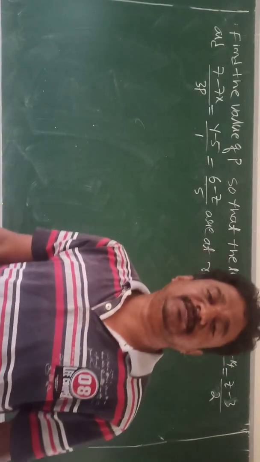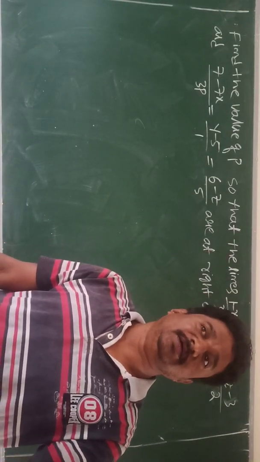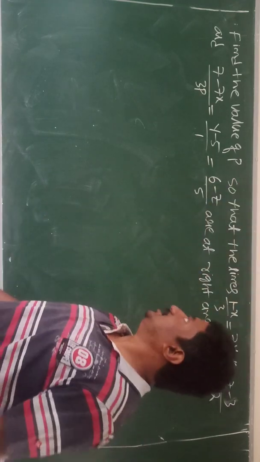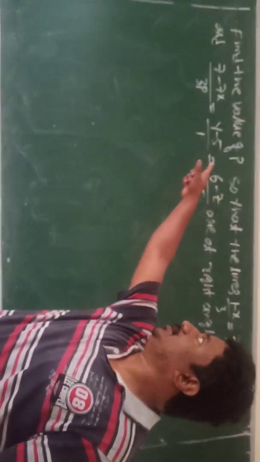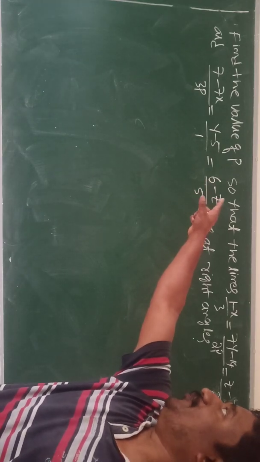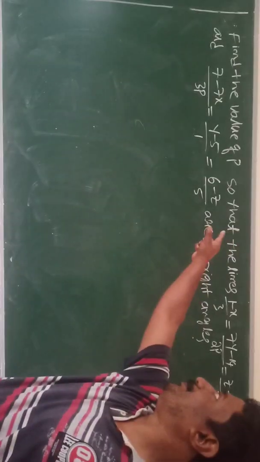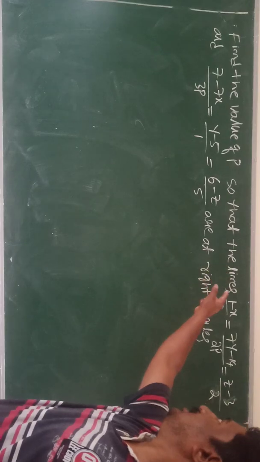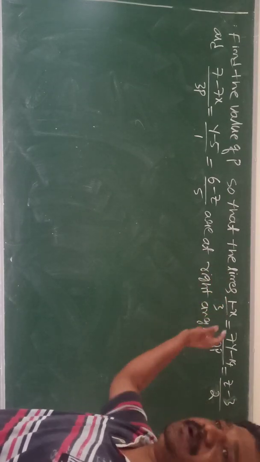Students, this is the 130th maths class. Look at that question, students. You can see a question on the board: find the value of p so that the lines are perpendicular.